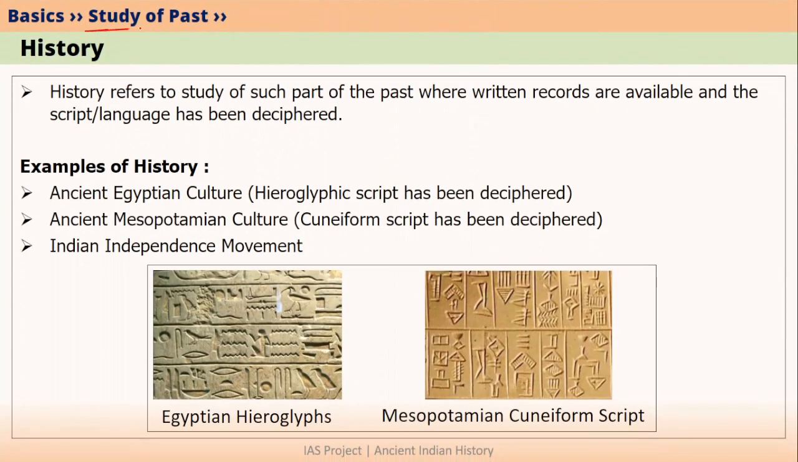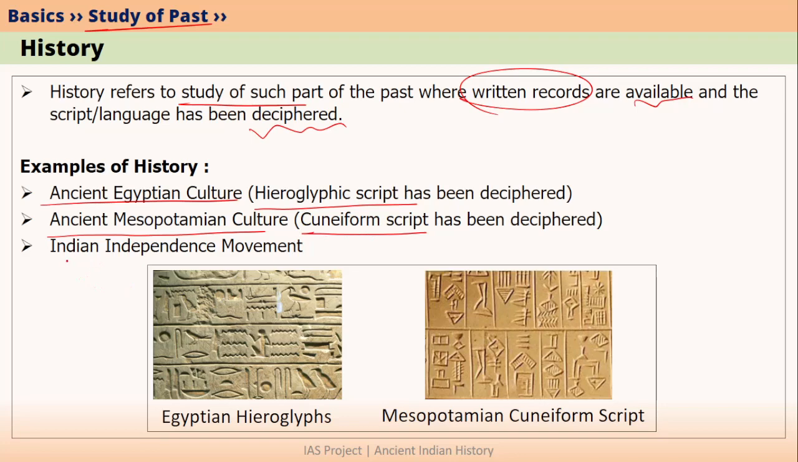The third and the last part of the study of past is history. What is history? History refers to study of such part of the past where written records are available and they also have been deciphered. For example, ancient Egyptian culture is a study of history because ancient Egyptian hieroglyphic script has already been deciphered. Similarly, ancient Mesopotamian culture is also a study of history because cuneiform script here has been deciphered.